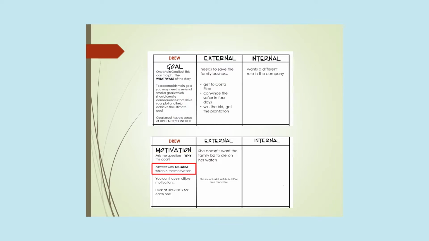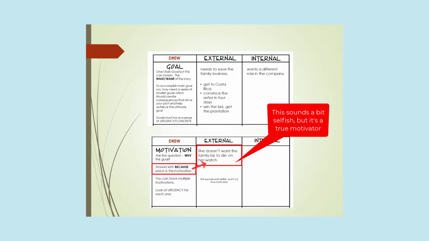Drew needs to save the family business. That's a worthy goal. However, after digging deep to find out why, we realize that she doesn't want the business to die on her watch. Does it mean it can die later?